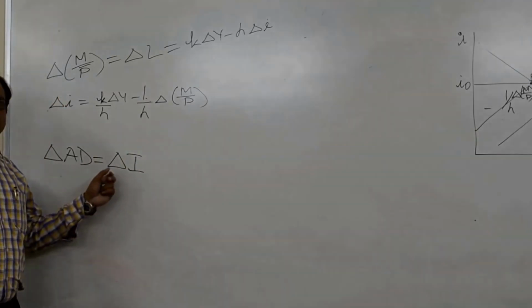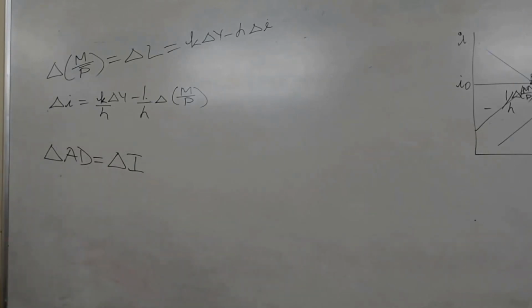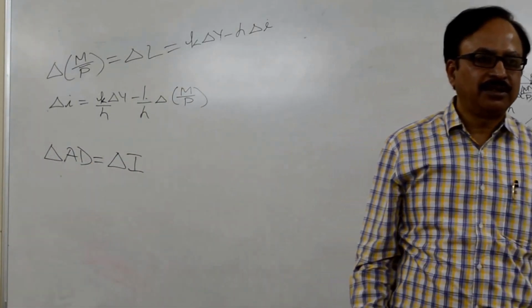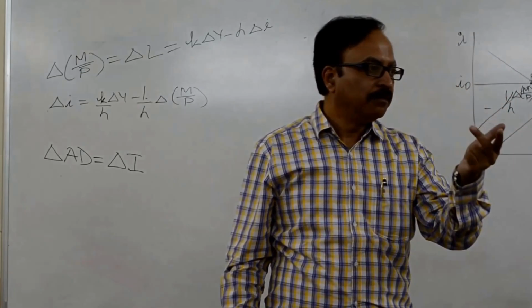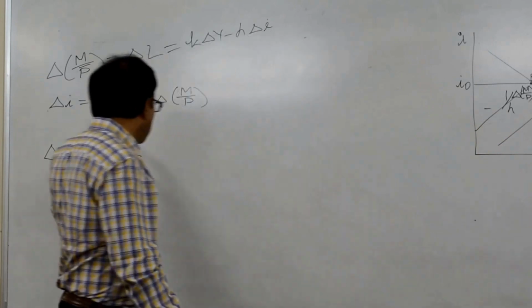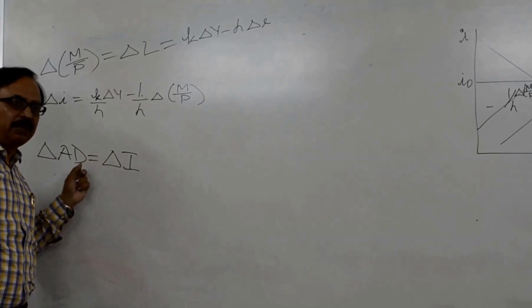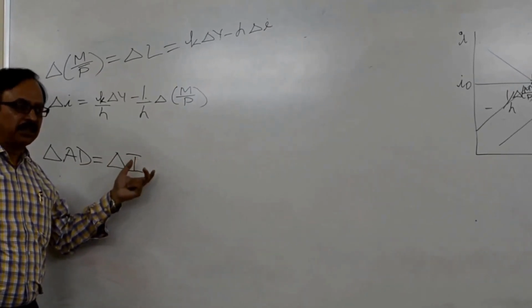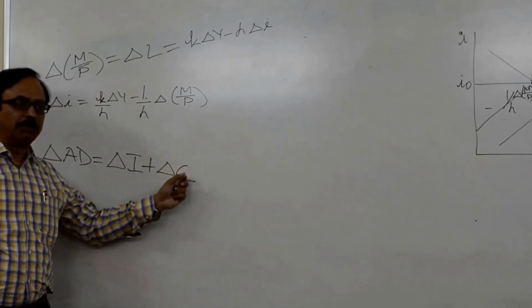Now, for an expansionary policy, is the change in investment going to be positive or negative? Positive, because the rate of interest is falling, so investment will increase. So this is going to be positive. And if this is going to be positive, aggregate demand will be increasing. If aggregate demand increases, then income will increase, and therefore consumption will increase. So in monetary policy, both of them are going to be positive.